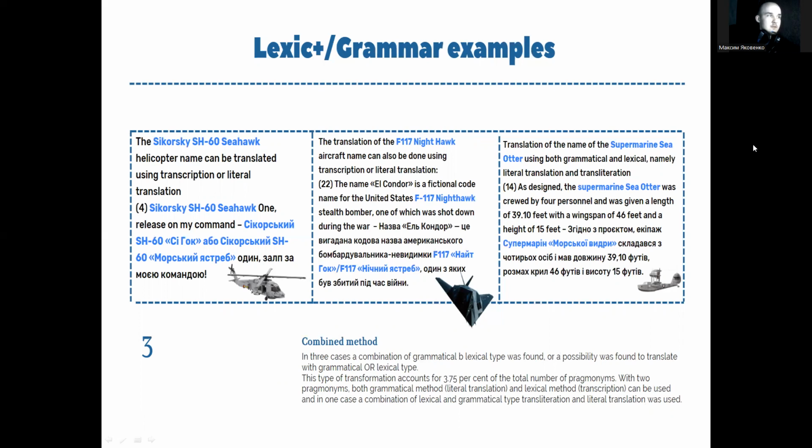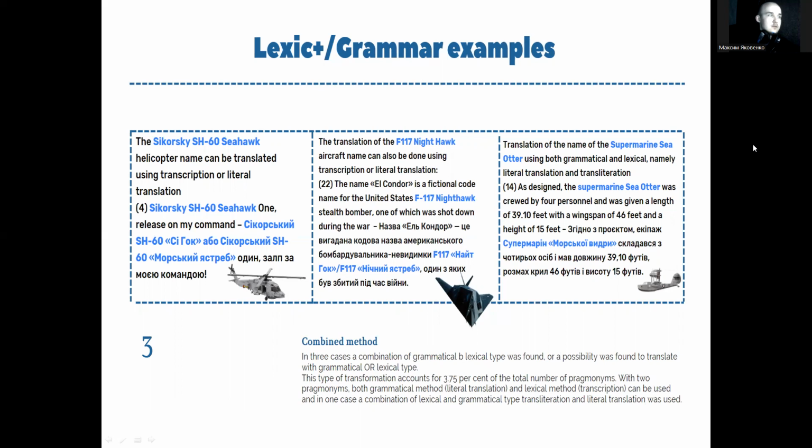As designed, the Supermarine Sea Otter was crewed by 4 personnel and was given a length of 39 feet with a wingspan of 36 feet and height of 15 feet. Переклад. Згідно з проектом, екіпаж Супермарін морської видри складався з 4 осіб і мав довжину 39 футів, розмах крил 46 футів, висоту 15 футів.